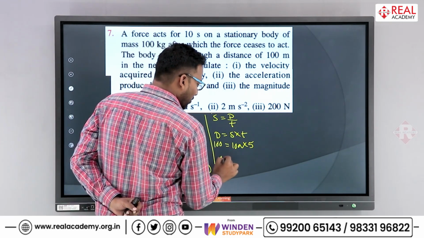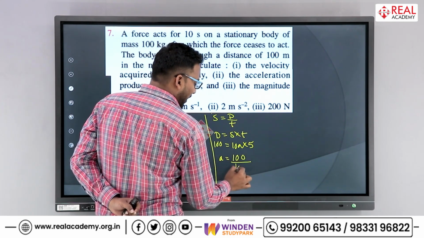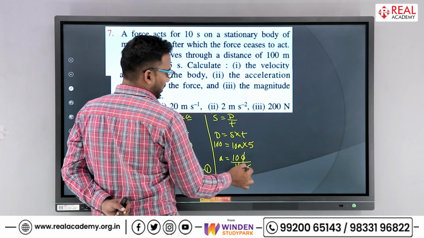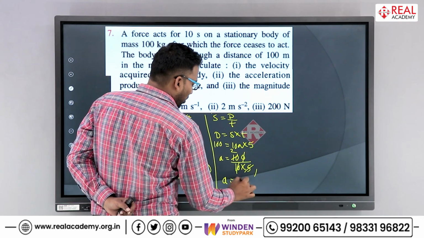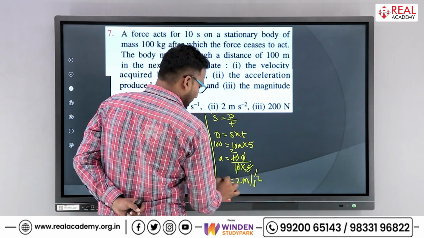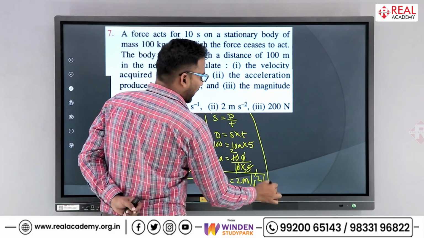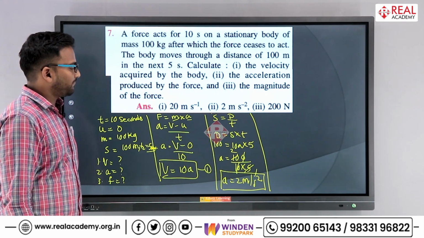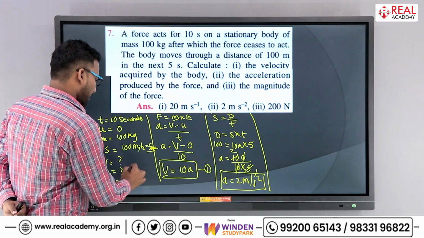So what is the acceleration over here? Acceleration is 100 upon 10 into 5. 0, 0 cancel, 5 ones are 5, 5 twos are 10. So what is the acceleration? 2 meter per second square. And we have got acceleration over here.